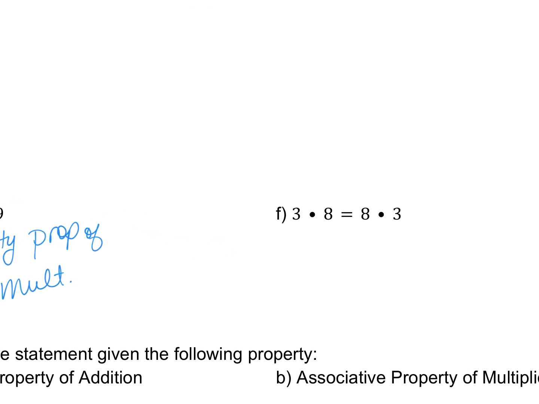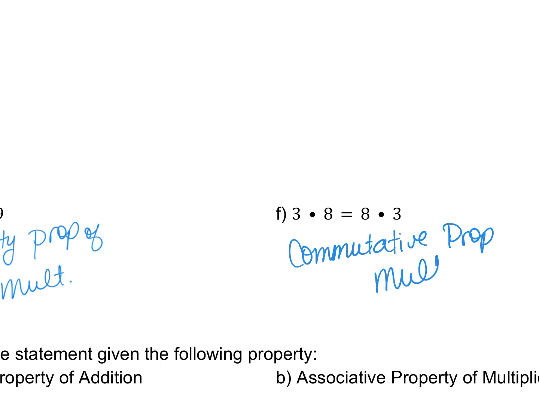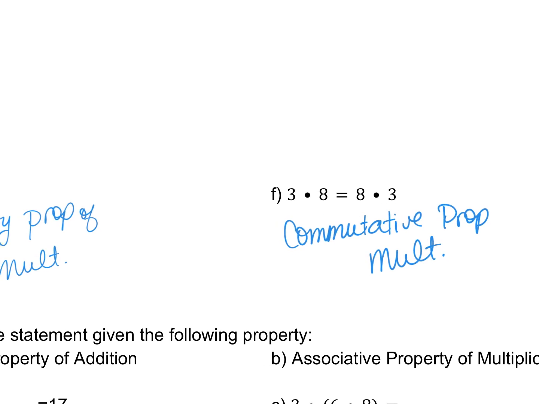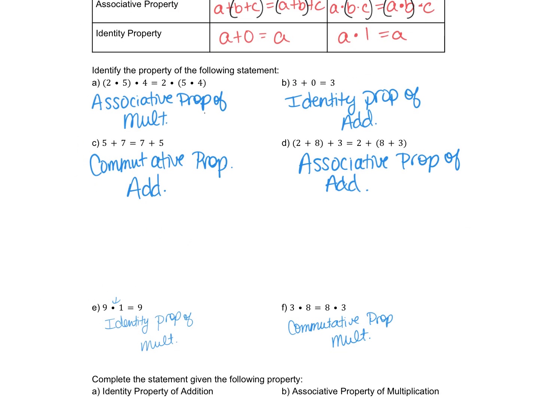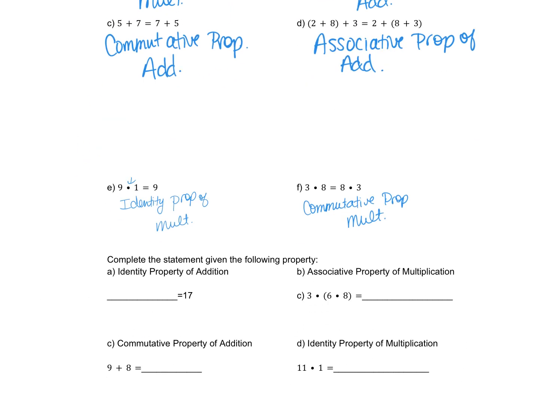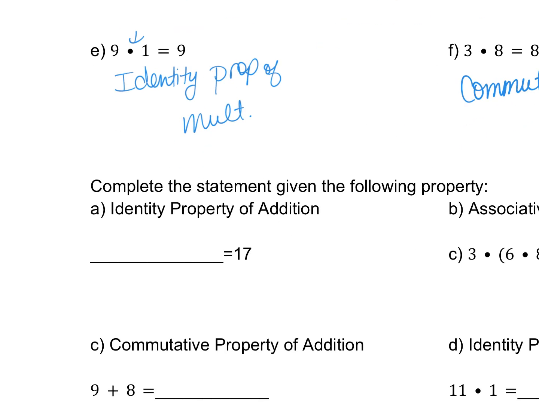All right, and the last one, 3 times 8 is equal to 8 times 3. That would be the commutative property. Let's see if I can spell commutative without looking. And it's the commutative property of multiplication. All right, so now that was too easy, right? You can just look up at the table. Now I'm going to have you complete the actual statement given that property.